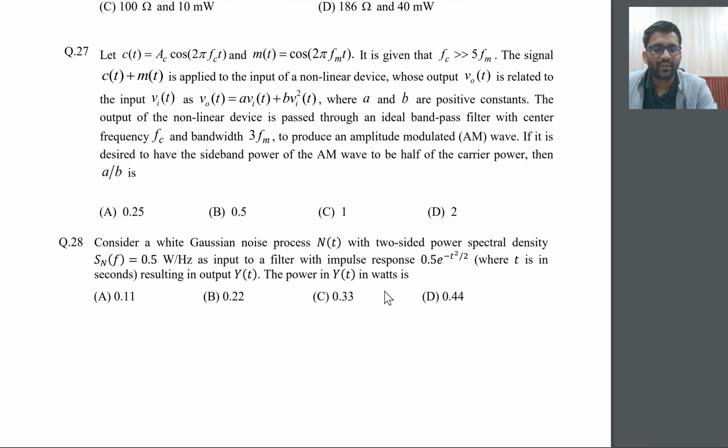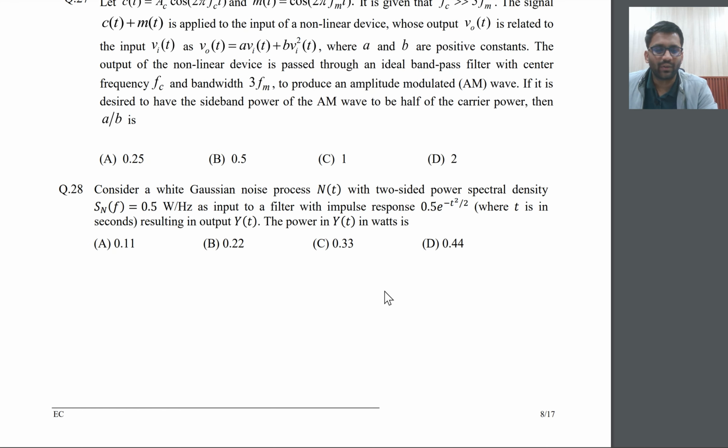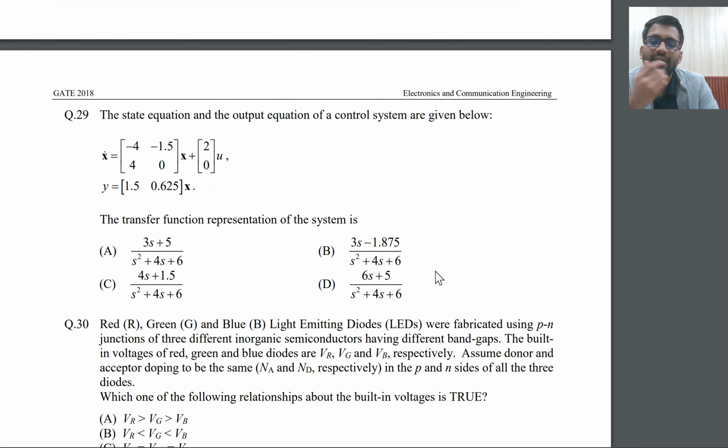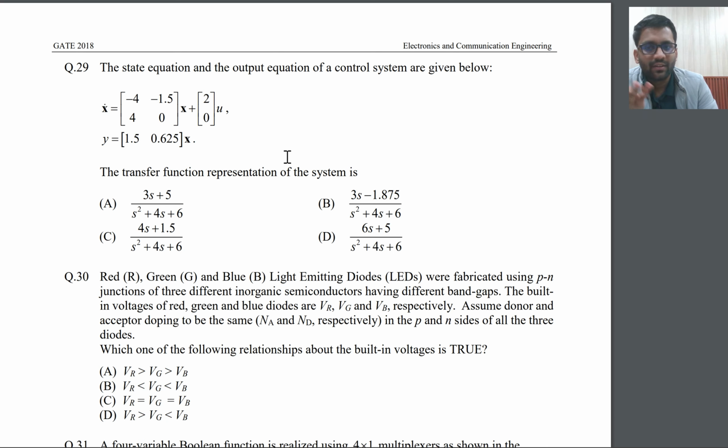Now this is completely based on random processes, so you wouldn't know it and would not attempt it since you haven't studied communication systems. But if you have studied it, this is also very straightforward. This is very easy, right? Now the transfer function you need to find with these state equations and state matrix. Very easy, you would be able to attempt it, right?